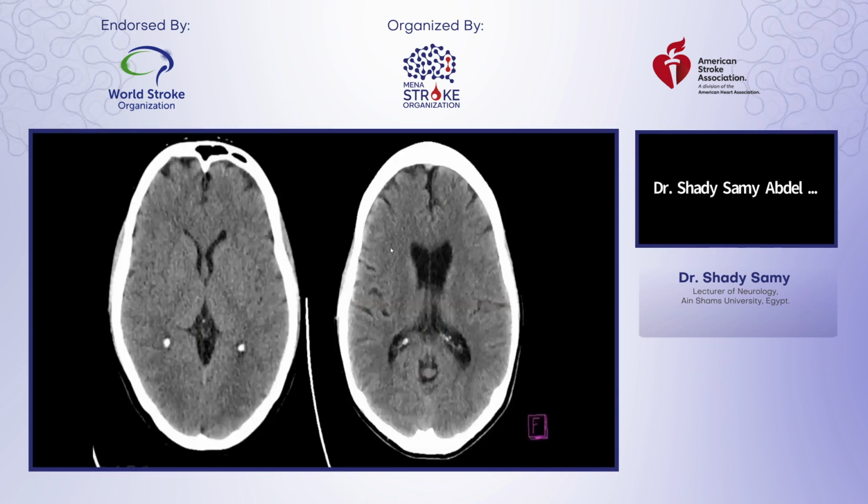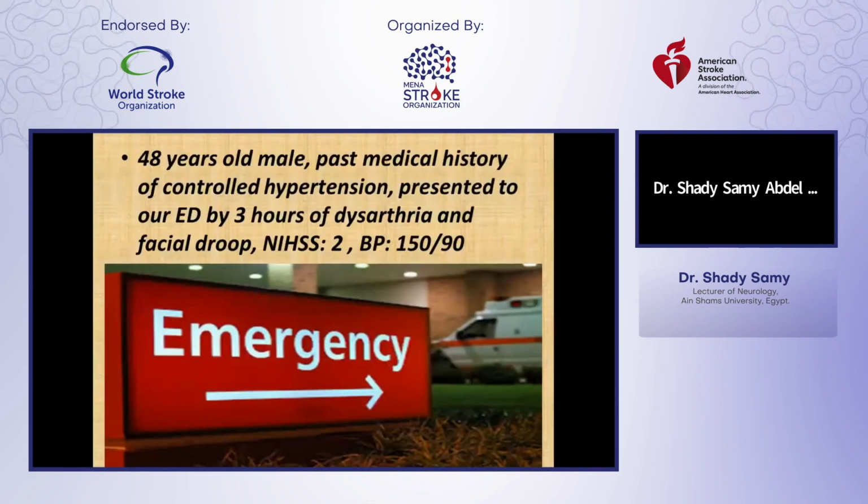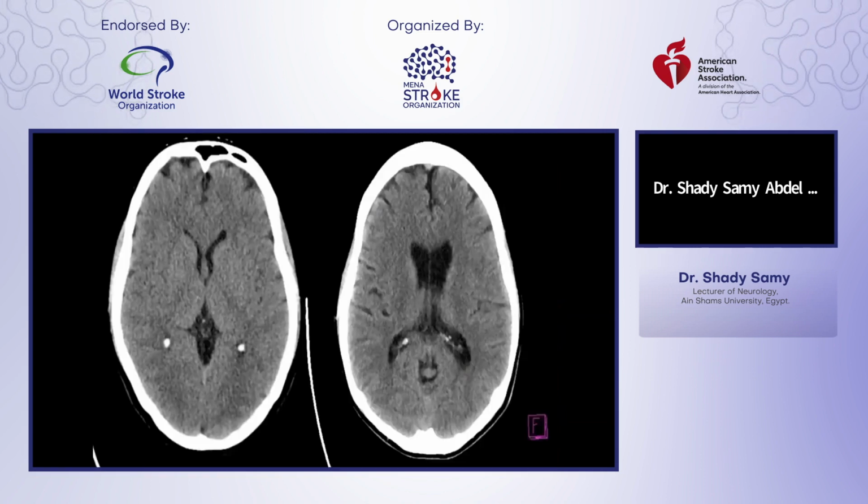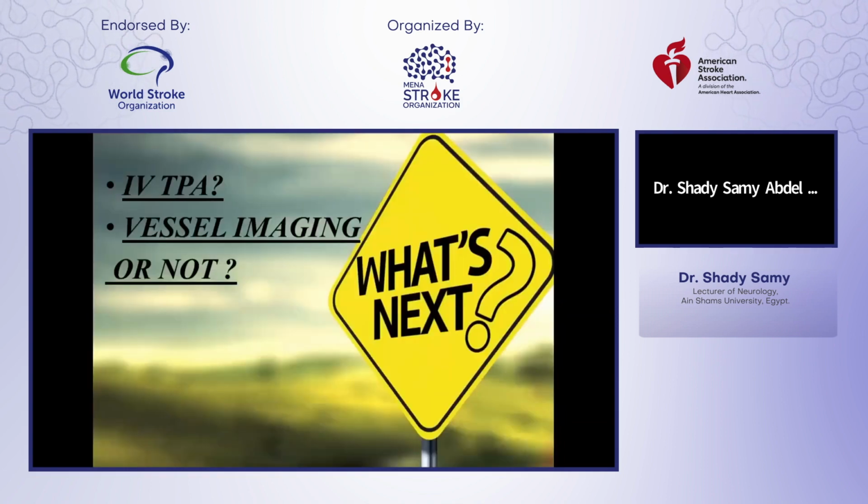Okay. So it's a 48 year old male with past medical history of controlled hypertension, presented to our emergency department with 3 hours of mild dysarthria and facial droop, making his NIH stroke scale 2 with blood pressure of 150/90. His initial non-contrast enhanced CT brain looks fine. So the thoughts or the questions that we have: should we give IV tPA or not?